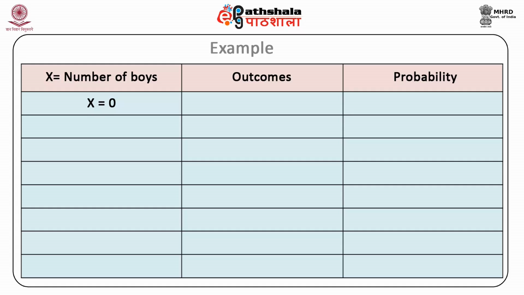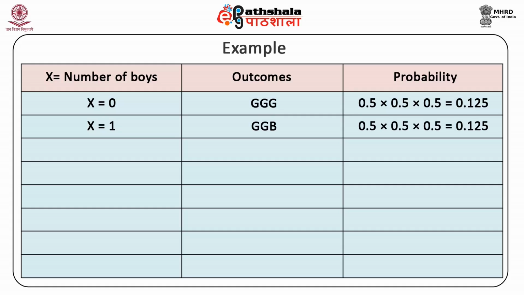When x is equal to 0, that is, the number of boys is 0, then the possible outcome is GGG, which is equal to 0.5 into 0.5 into 0.5, which is equal to 0.125. When x is equal to 1, the possible outcome is GGB, which is equal to 0.5 into 0.5 into 0.5, which again is equal to 0.125. When x is equal to 1, the other possible outcome is BGG, which is equal to 0.5 into 0.5 into 0.5, which is equal to 0.125.